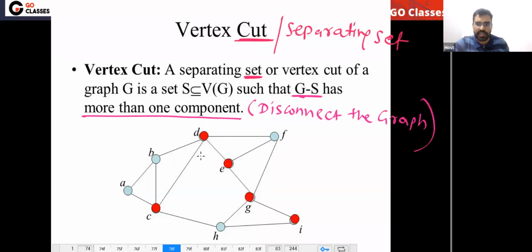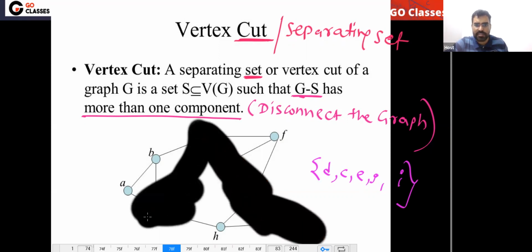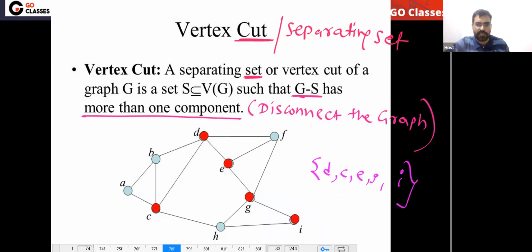For example, in this graph, you can notice these red vertices: D, C, E, G, I. If I remove these vertices, now you can notice that we got a disconnected graph. So tell me, what is the smallest vertex cut? Please give me the smallest vertex cut.